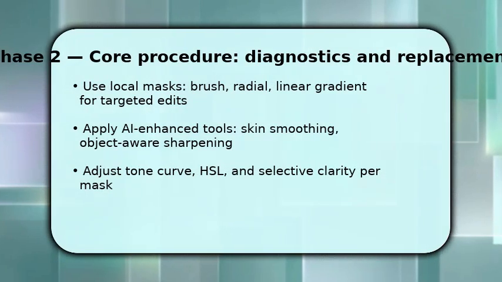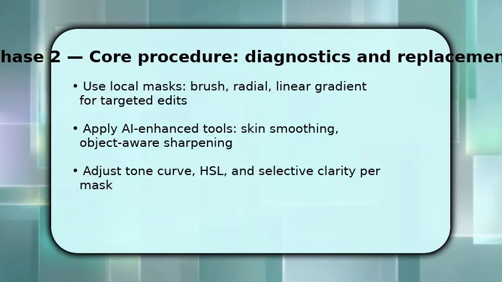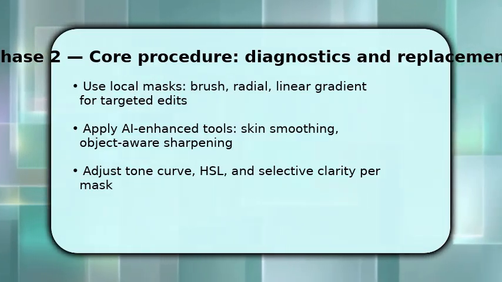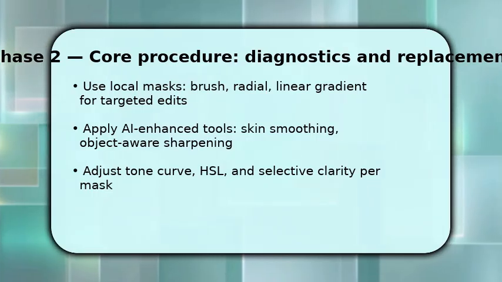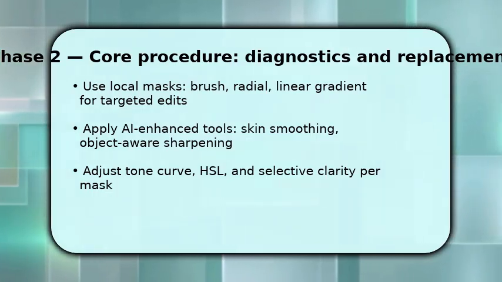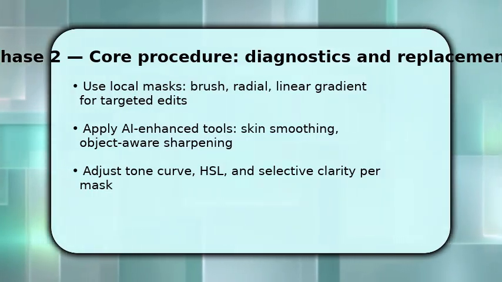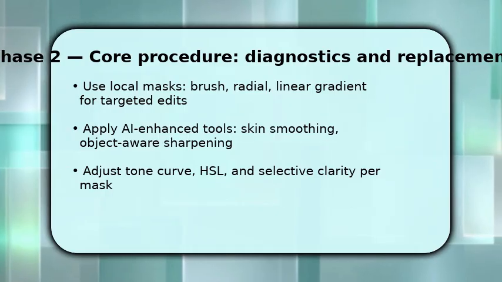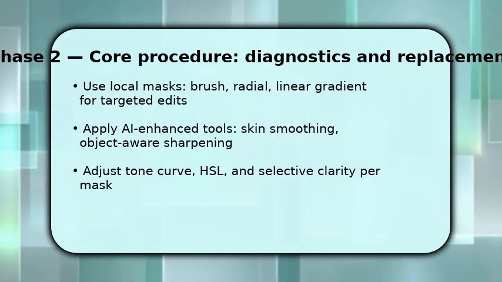You now refine details using Gemini's selective tools, paint masks around the subject, and use radial masks for faces or light. Once done, apply object-aware sharpening to edges and reduce noise selectively. This keeps skin natural while preserving texture.